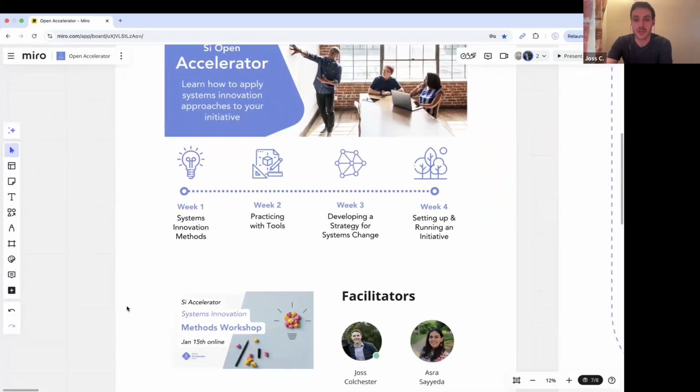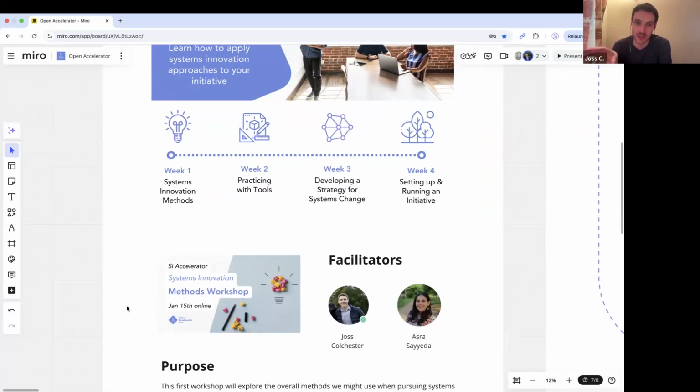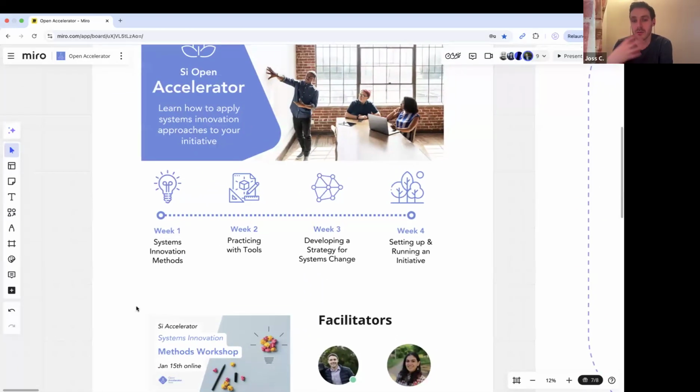We are in the first week. We're going to be talking about methods for systems innovations. This is like exploring the overall approaches, the overall process that different organizations use for going about trying to enable systems innovation. We'll also be looking at the one we use at SI that we will then be using as we go through the rest of this series.